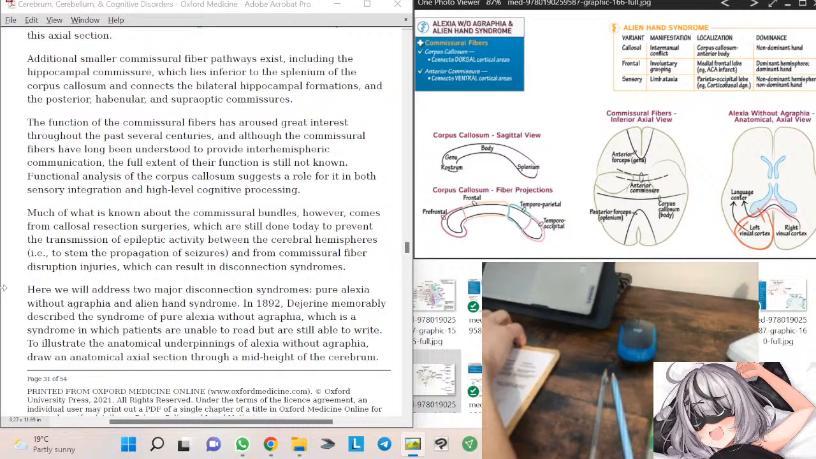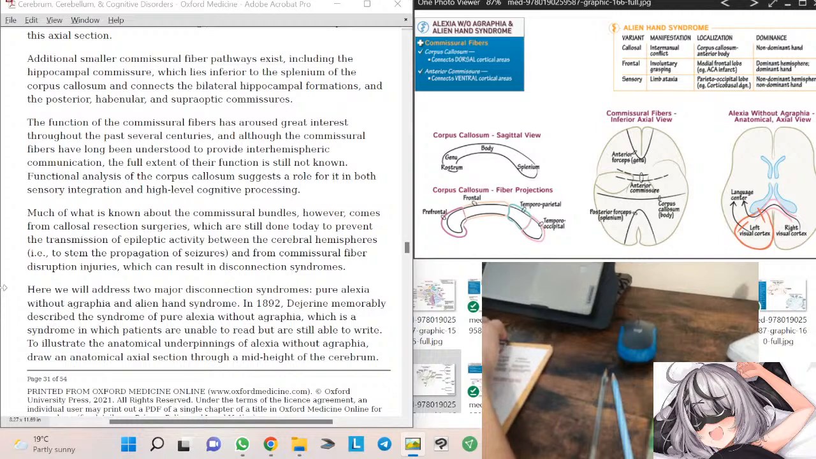Much of what is known about the commissural bundles, however, comes from callosal resection surgeries, which are still done today to prevent the transmission of epileptic activity between the cerebral hemispheres, for example, to stem the propagation of seizures. And from commissural fiber disruption injuries, which can result in disconnection syndromes. Here we will address two major disconnection syndromes, pure alexia without agraphia and alien hand syndrome.